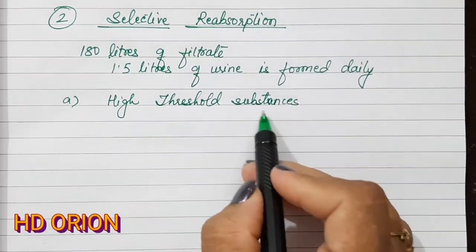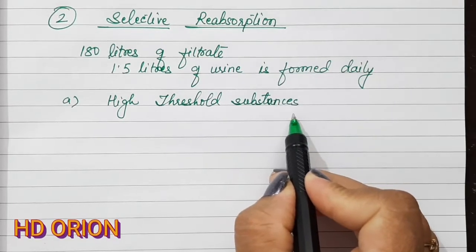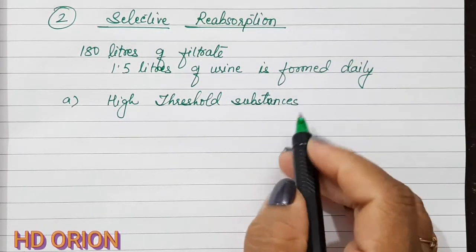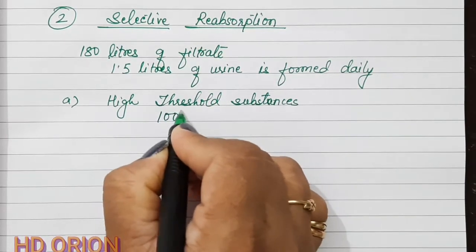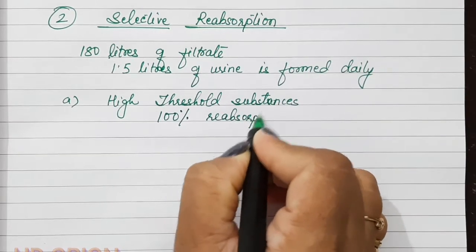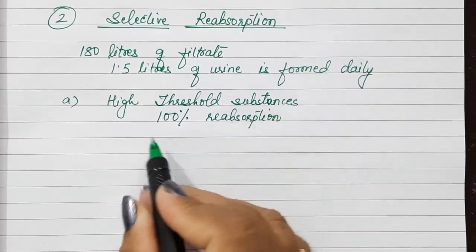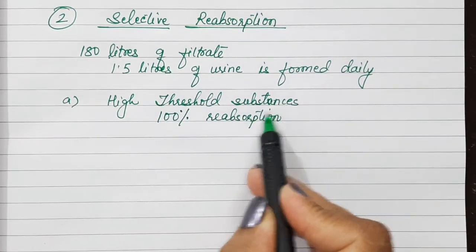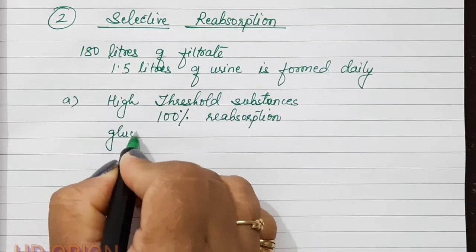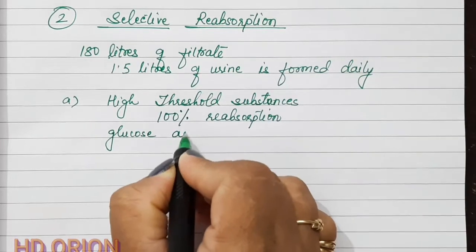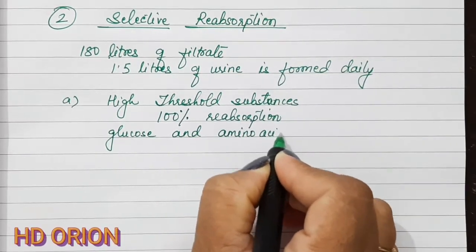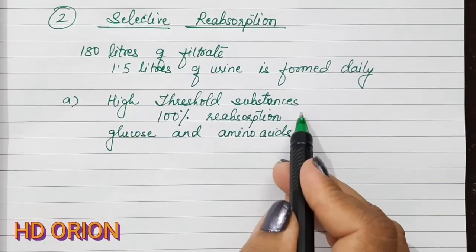Now, high threshold substances are those substances which are not at all wasted. These are reabsorbed completely. That means 100% of reabsorption takes place, and so we say that they are high threshold substances. 100% reabsorption occurs of glucose and amino acids. So these are high threshold substances.